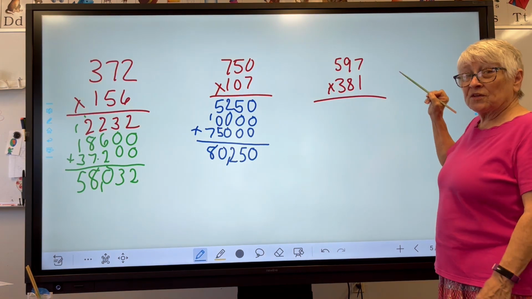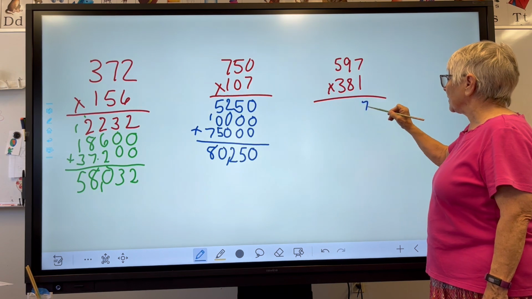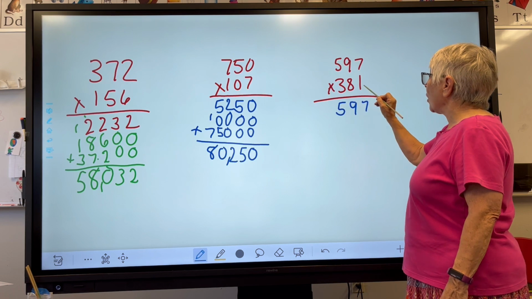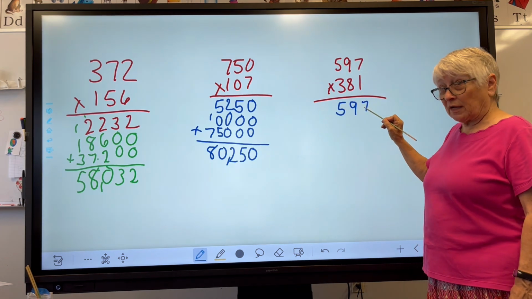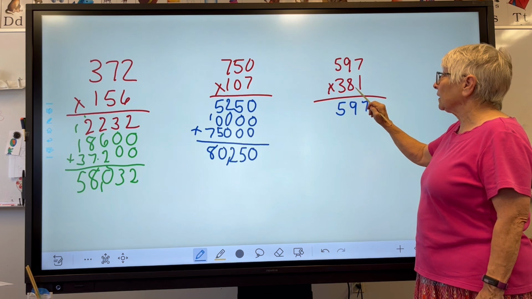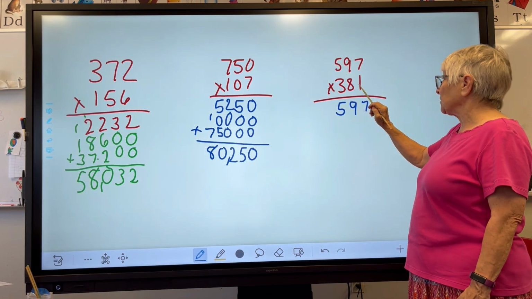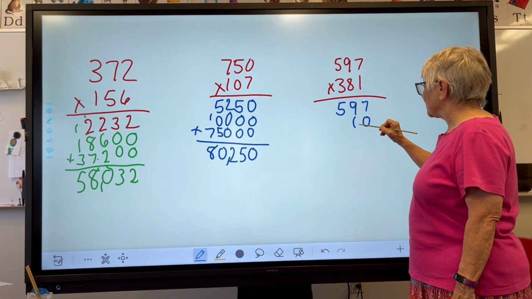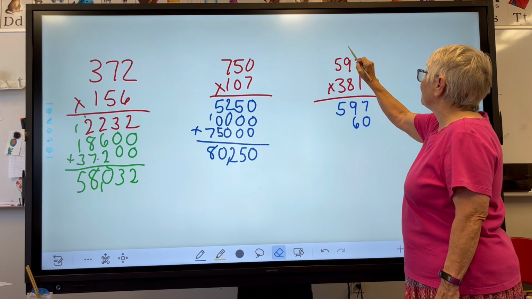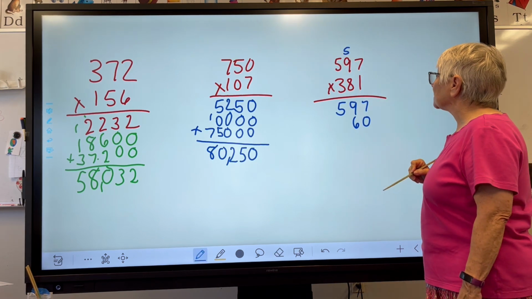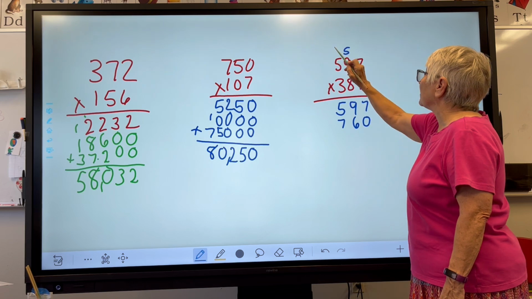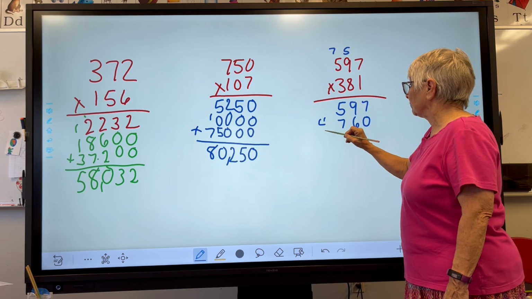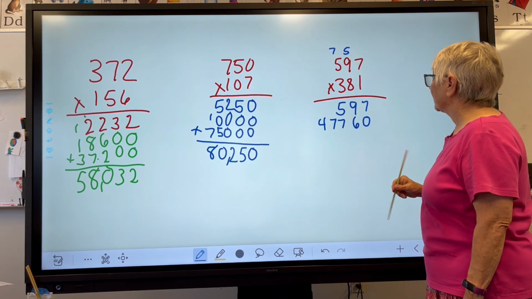Let's look at this one. We start with the 1 that's in the ones place. 1 times 7 is 7. 1 times 9 is 9. And 1 times 5 is 5. So 1 times 597 is 597. But this is not an 8. What is it? Yes, it's an 80. So we have to put that 0 for the 80. 8 times 7 is 56. 8 times 9 is 72, and 5 is 77. And 8 times 5 is 40, plus 7 is 47.